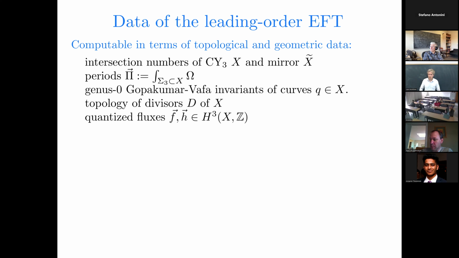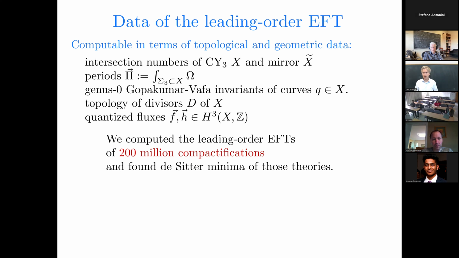And the basic picture is that everything one needs for the leading order EFT is determined by these data. So if we can figure out how to compute these data, we can write down EFTs and then see whether those EFTs have de Sitter vacua. And that's what we've done. We computed the leading order EFTs in 200 million compactifications, and then we found de Sitter minima in some of those theories.